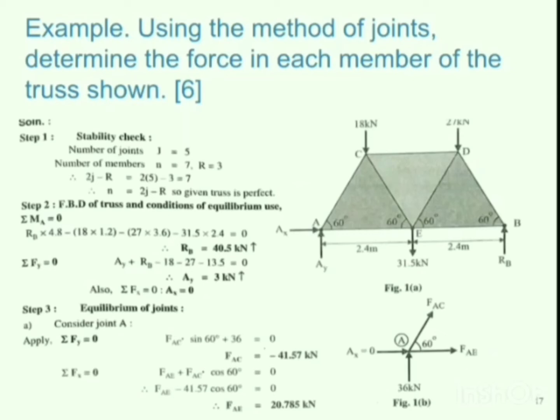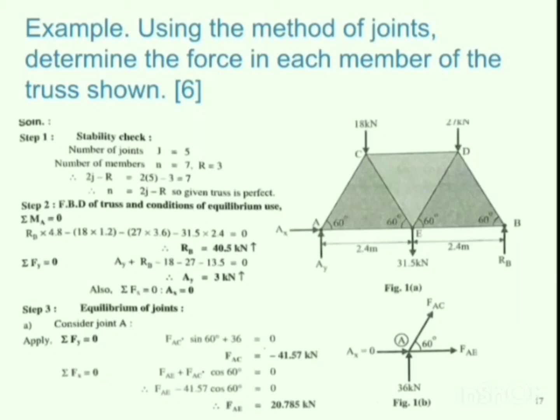Now let us substitute the values of M and J in our equation, that is M is equal to 2J minus 3. So we get that the truss is a perfect truss and it can be analyzed by using the three conditions of equilibrium. So our next step is to find out the support reactions AX, AY by applying conditions of equilibrium to the entire truss.